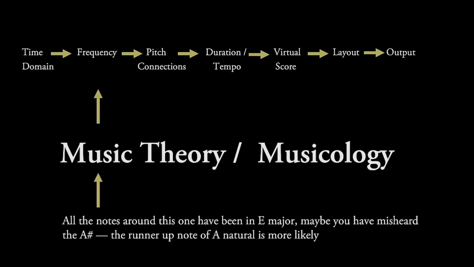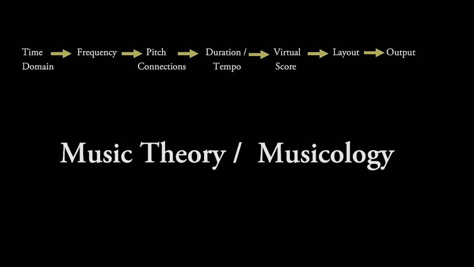Or we can use music theory and musicology at the frequency detection level. So we might say, hey, all of the notes you've been detecting around this note have been in E major, and then you hear an A sharp, and that seems a little fishy. Oh, hey, there's a runner-up note of A natural that was 95% as likely. From a music theory standpoint, I think that more likely we've detected the wrong note. So these are ways that music theory and musicology can enhance this process.